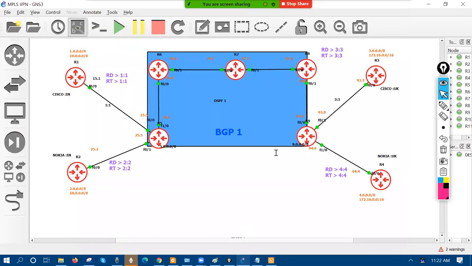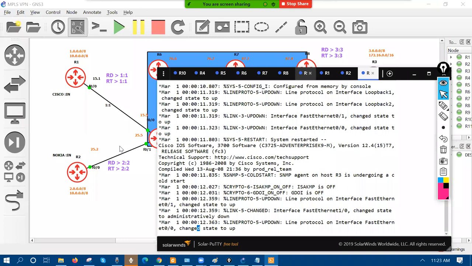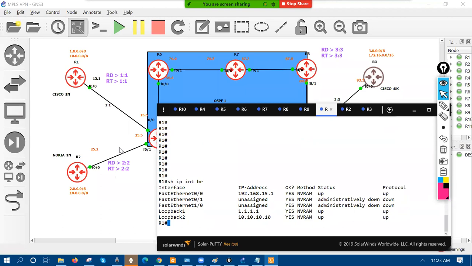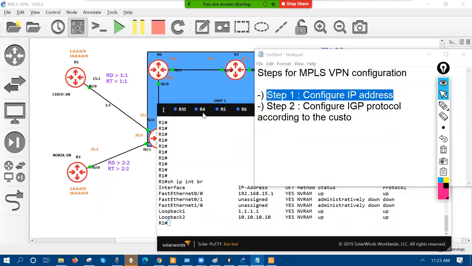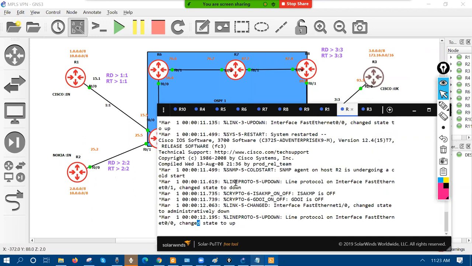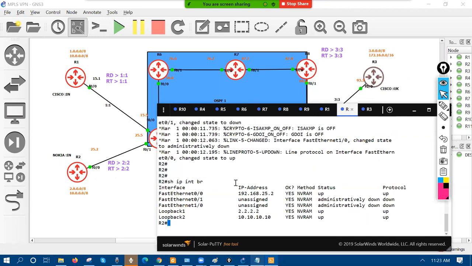Have a look at the basic IP configuration on router number 1. Show IP interface brief. All good. I'm just doing step number 1 right now, configuring the IP address. Router number 2, this guy. Done. I'm repeating, if you have good knowledge of all these IGP protocols, BGP, VRF, MPLS unicast, then MPLS will be nothing. It's very easy.